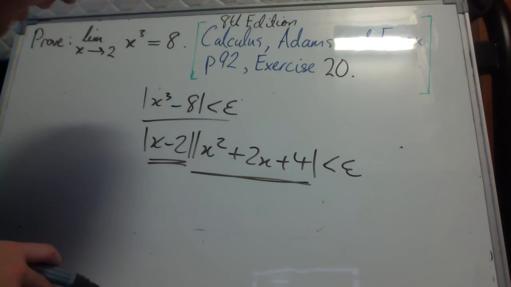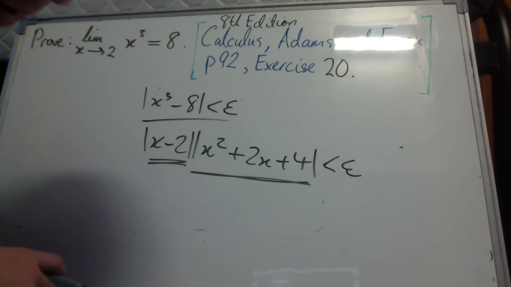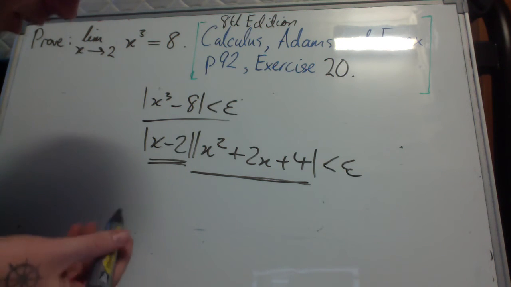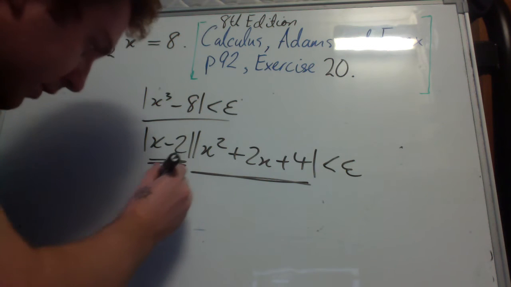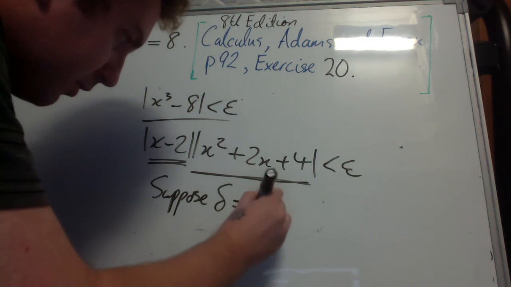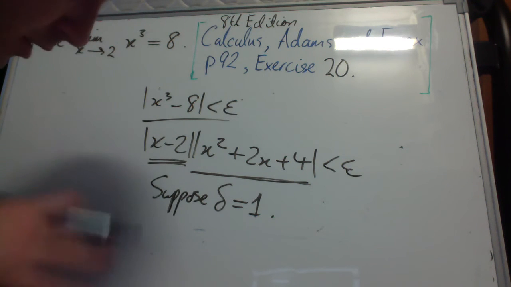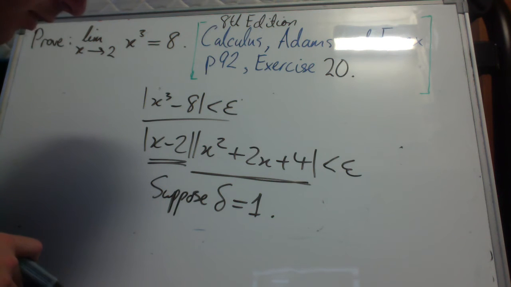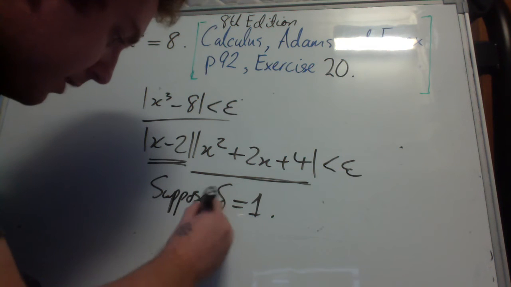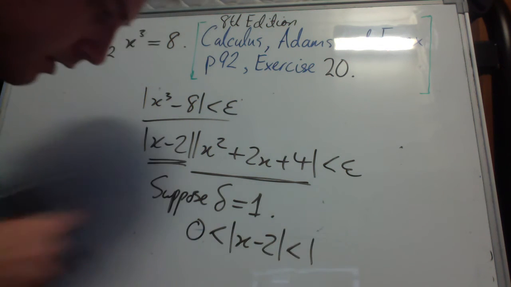The way we do that is, remember, this is not the proof, this is how we find what delta is, and then we do the proof once we've found that. So let's just, for the sake of argument, suppose delta equals 1. It probably doesn't equal 1, but we're just going to assume that it does equal 1, for the sake of argument. So if delta equals 1, that means this, right?